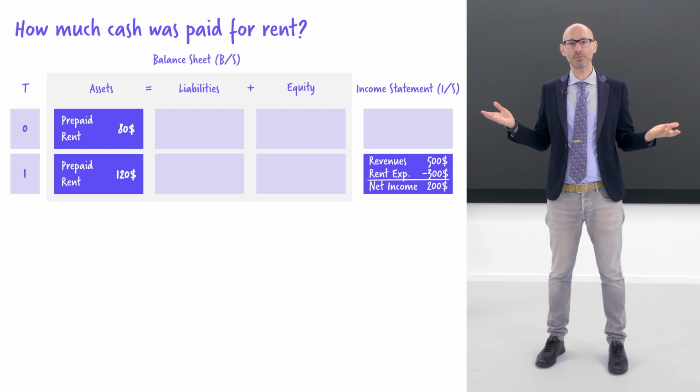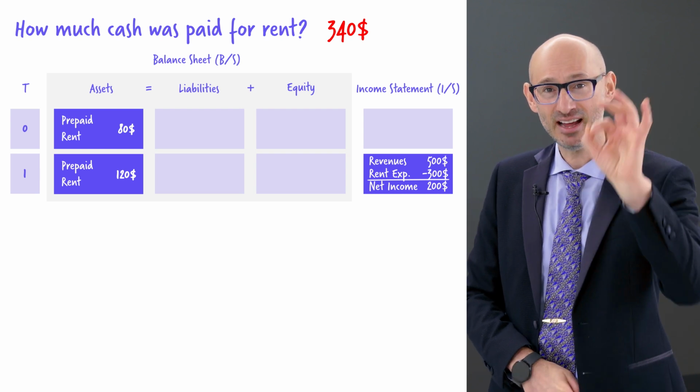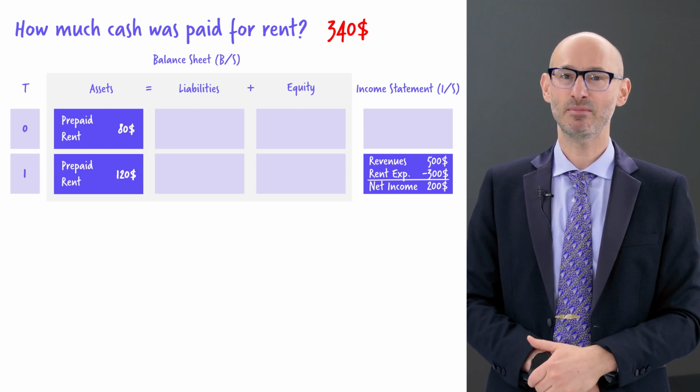So what was cash paid out for rent? Pause and think. The answer is 340. Did you get it right? Please do not tell me you made a mistake.